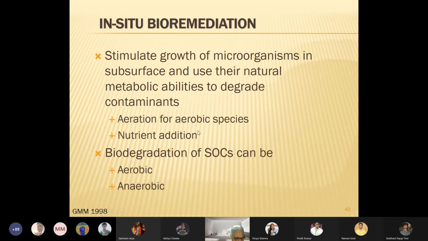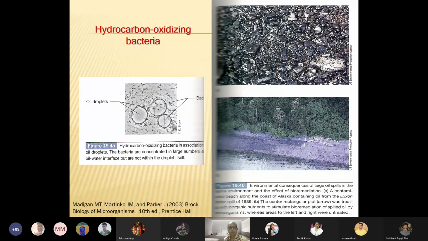You can provide aeration. So one of the things for aerobic microorganisms is they need air and oxygen. So you can do that. And you can add nutrients. So that is how it can be done. So these synthetic organic compounds can be degraded under either aerobic or anaerobic conditions. I'm not going to go too far. I'm just going to end this topic with one example.